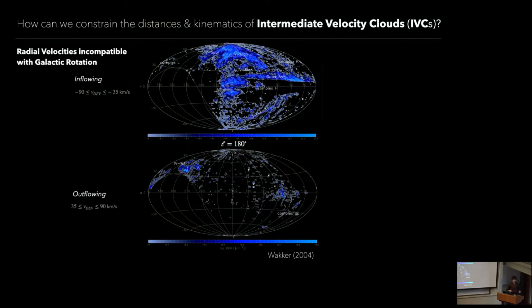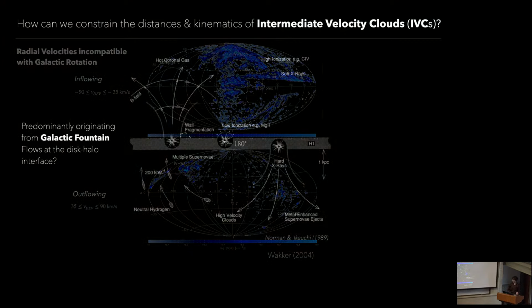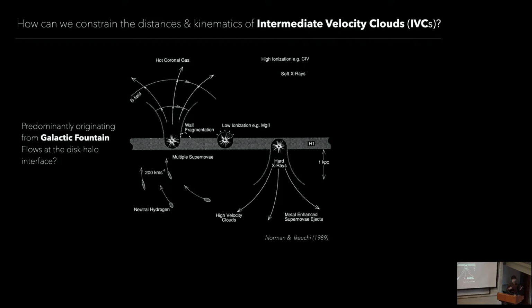We've known about these objects essentially since the dawn of radio astronomy. Because of these anomalous radial velocities, the preferred explanation for their origins is a galactic fountain flow. A model, like shown in this cartoon here, where supernova feedback or other forms of feedback drive enriched gas out of the disk, where it then cools through the halo and rains back down onto the galactic plane.